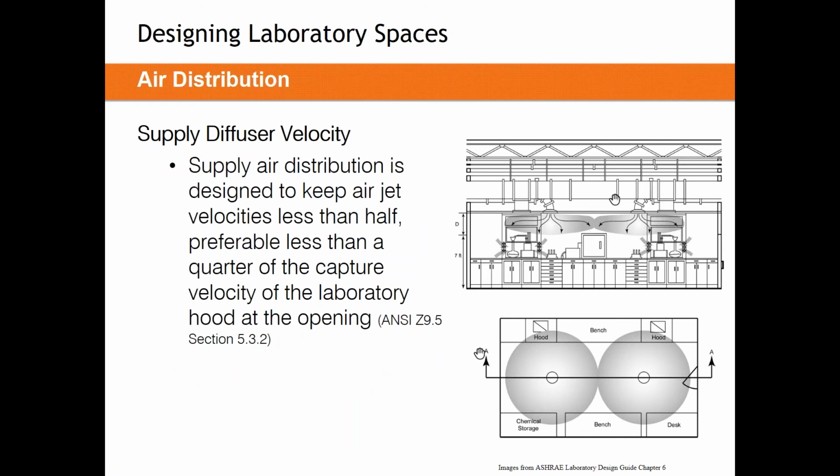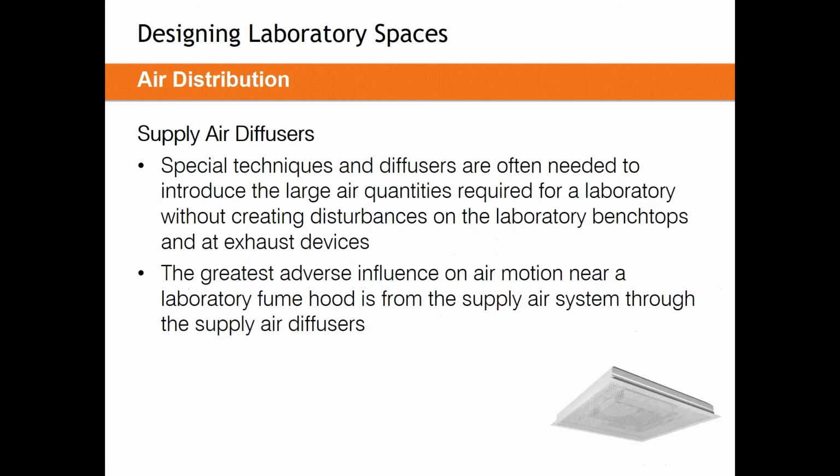ANSI Z9.5 gives us a fairly similar metric, slightly different numbers, however. It states that supply air distribution should be done so that the air jet velocities are less than half and preferably less than a quarter of the capture velocity of the lab hood. So they say preferably less than 25%, but at least less than 50%. Similar, but slightly different than the lab design guide.